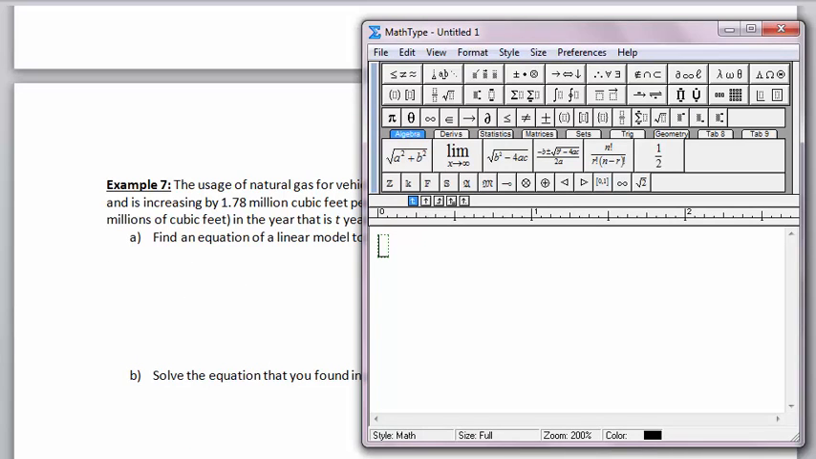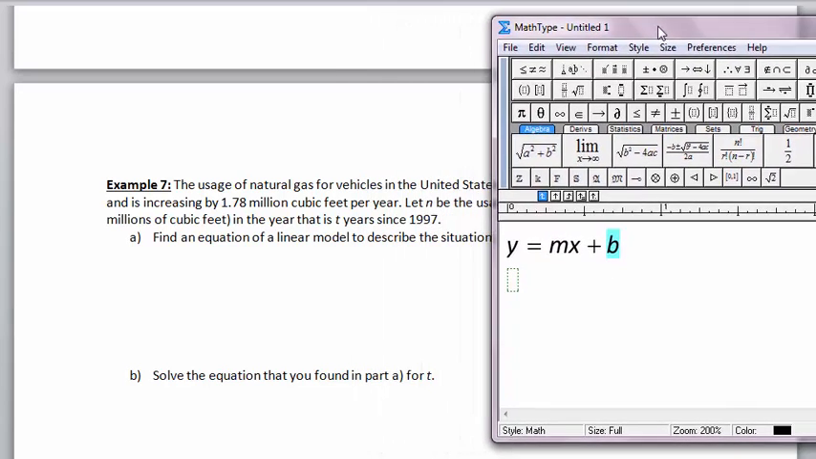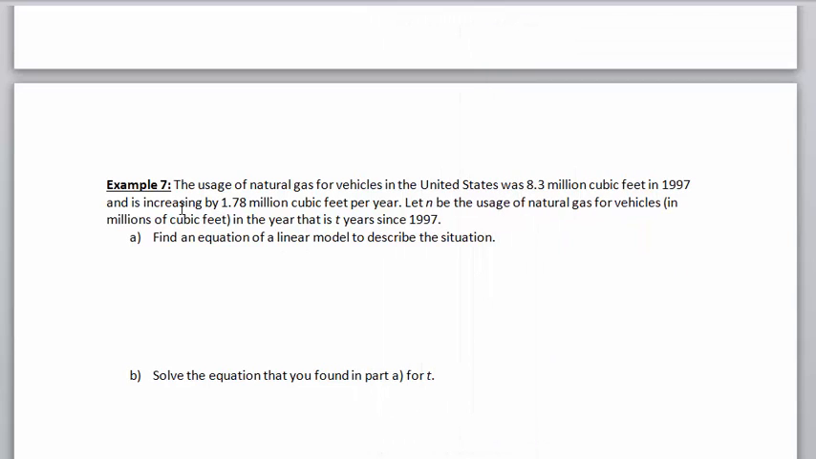So I know that a linear model is of the form y equals mx plus b. If I know what the slope and y-intercept of the equation need to be, I can write the equation of the line. So let's look back at these values. Since it is increasing by 1.78 million cubic feet per year, that's the amount that it's changing. The rate of change is a measurement of slope. So I know that my slope, my m value, is 1.78.